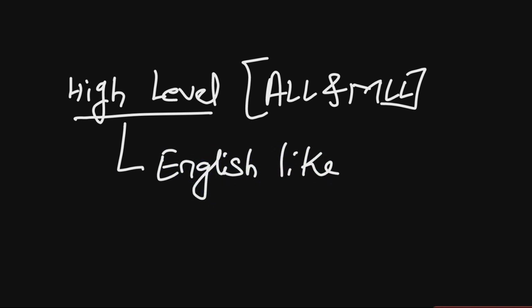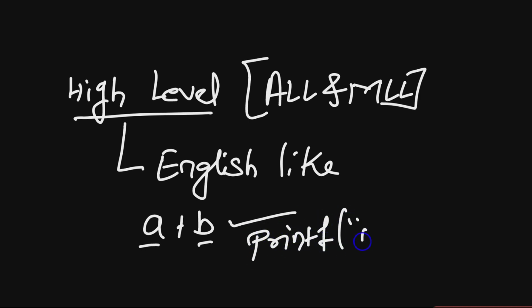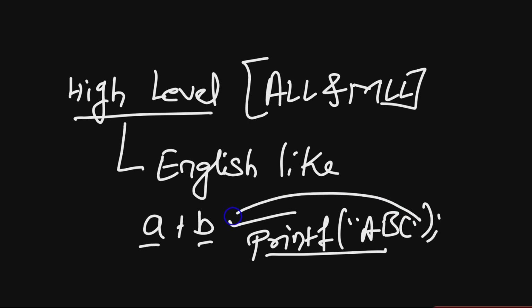For example, if I want to add two numbers, like if I want to add a and b, I write a plus b. Here I am using English alphabets a and b. That's why these are called English like statements. Suppose I want to print something on the terminal, on the screen. So I write printf abc. Here I am using English like statements, printf. So these are called high level language statements, where I am using English like statements.